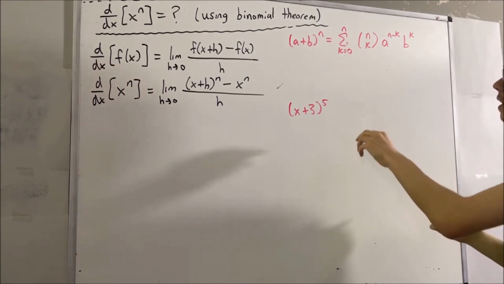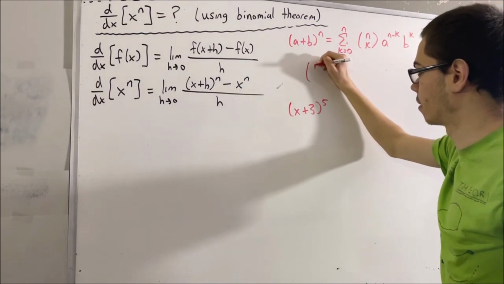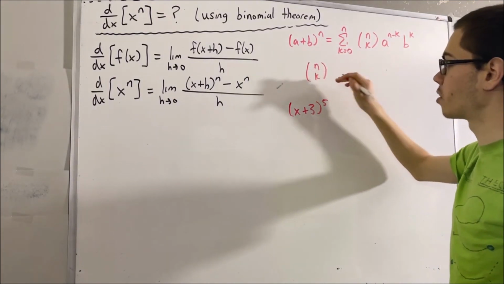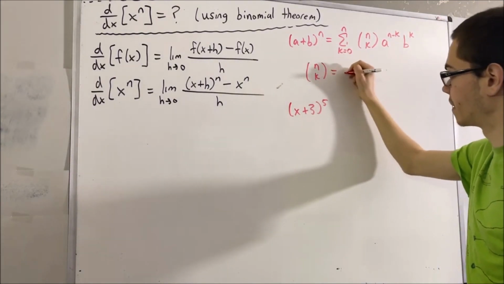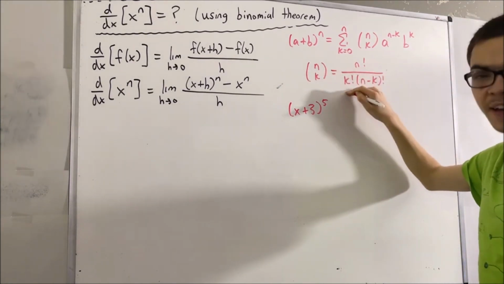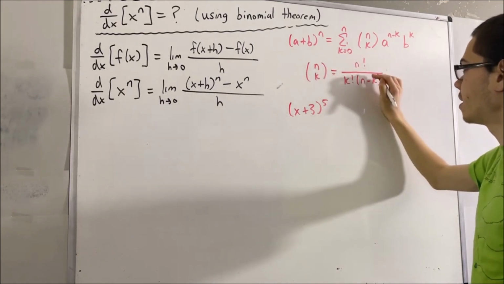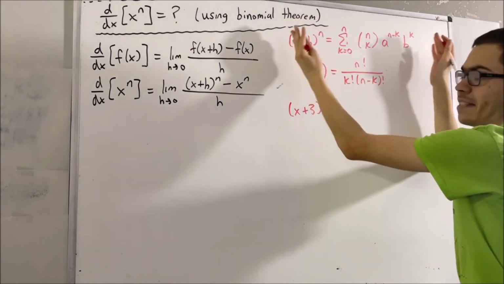Now, another thing is, what is this thing? What is n choose k? It turns out all this notation is n factorial divided by k factorial times n minus k factorial. That's really all that this is. And so yeah, this right here is the binomial theorem.